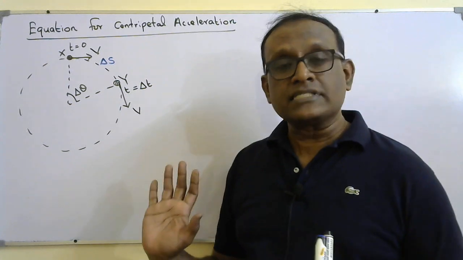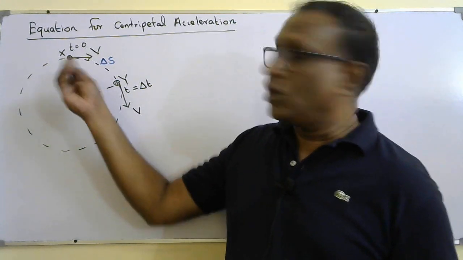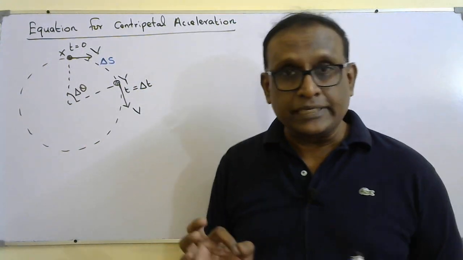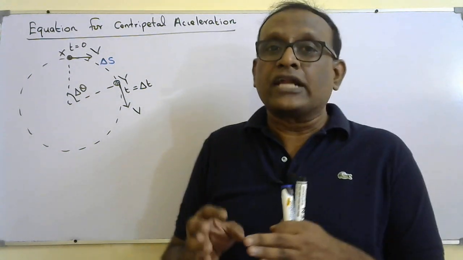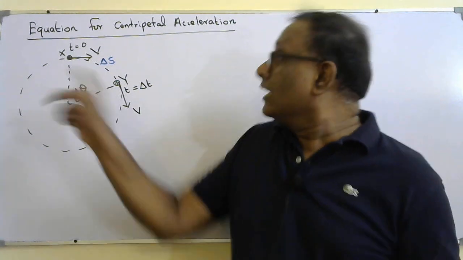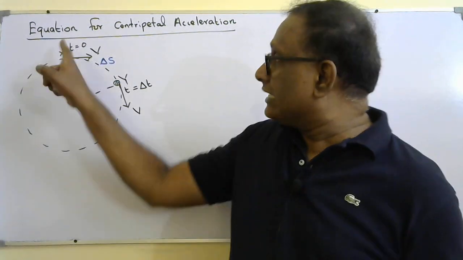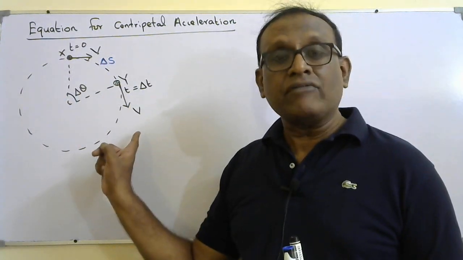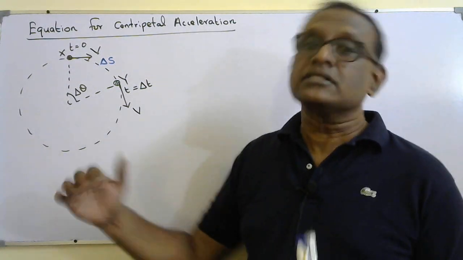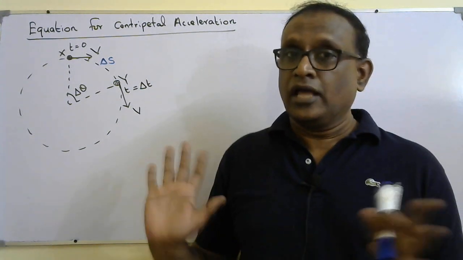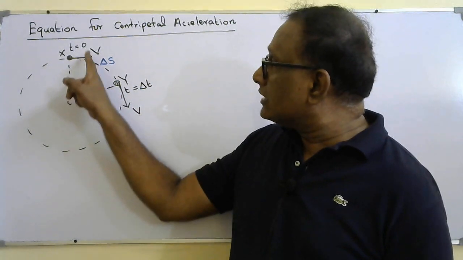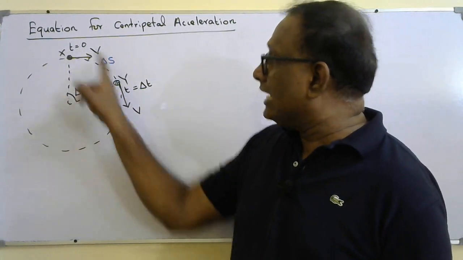Here I am not saying the particle is moving at constant speed. No, I am not saying anything. It might move at different speeds at different points. It could have different speeds because it might have acceleration along the tangent also. But I showed the two speeds at x and y as the same, v.